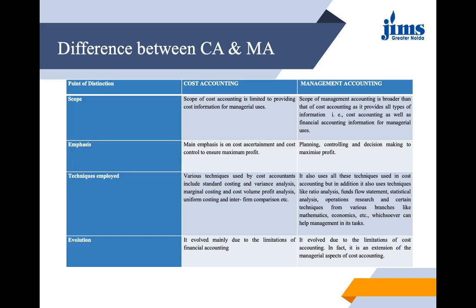Now let us see the second point of difference that I have kept, emphasis, that is, on what particular area the particular branch emphasizes. If I talk about cost accounting, the main emphasis is on cost ascertainment and control to ensure the maximization of profit. I was just telling the same thing. Whereas in management accounting, we do have the three main functions you would see everywhere. You must learn that by heart: planning, controlling, and decision making. This is again also done to maximize the profit.